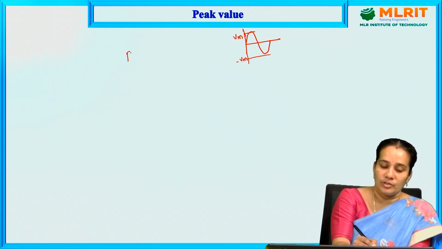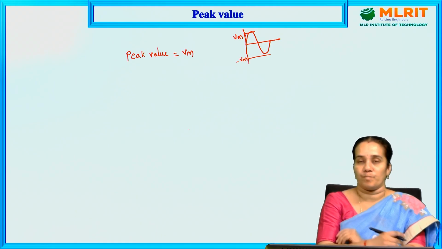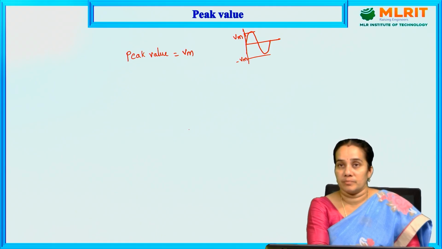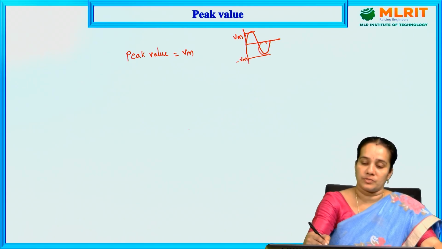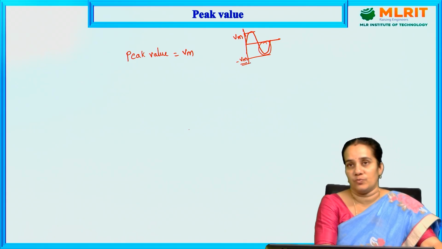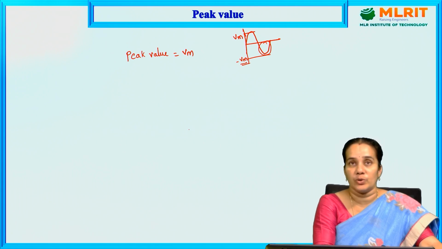So peak value is equal to Vm. Here the diode goes into reverse bias only in the negative half cycle. In the negative half cycle, the amplitude is minus Vm. That's why the peak value is equal to Vm.